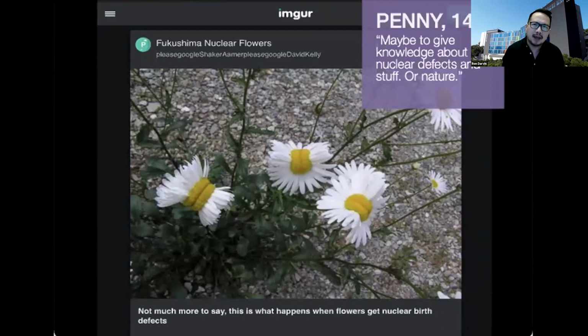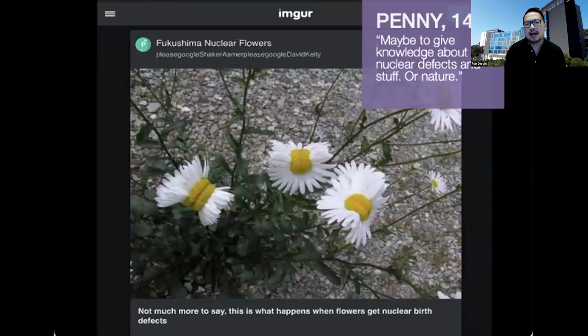And when I asked Penny, "Oh, what do you think is the purpose of this post?" She takes one look at it and reads the caption and says, "Oh, maybe it's to give knowledge about nuclear defects," as the caption suggested, or nature.